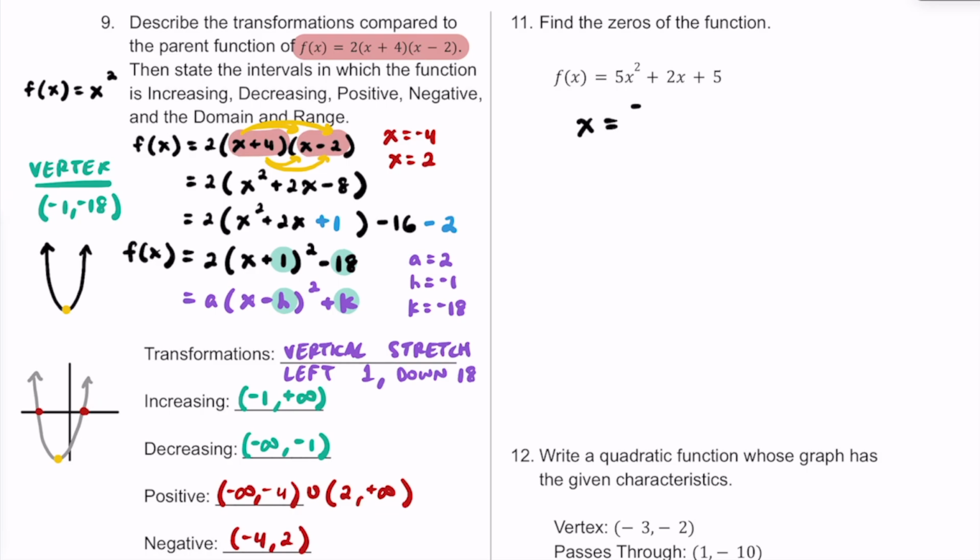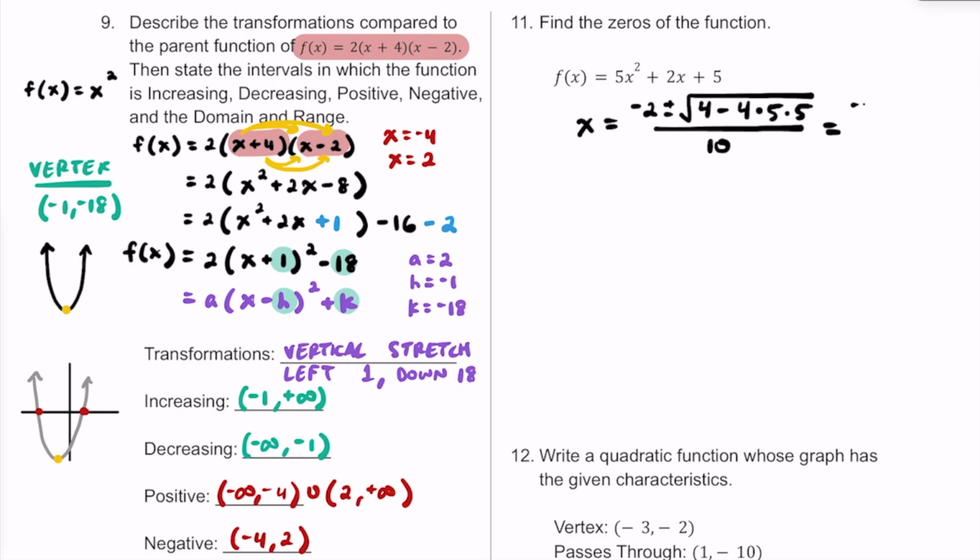So it's going to be the opposite of b, so it's -2 plus or minus the square root of, and then we have b squared, so that's going to be 2 squared, that's going to be 4, minus 4ac, so it's going to be 4 times 5 times 5. This is going to be all on top of 2a, or 2 times 5, so that's going to be 10.